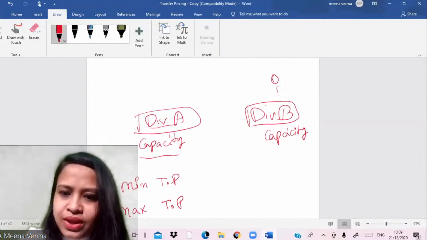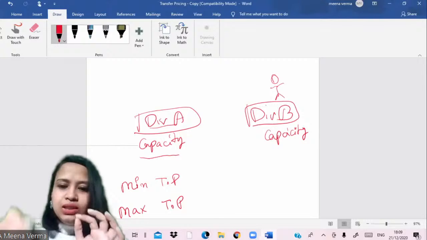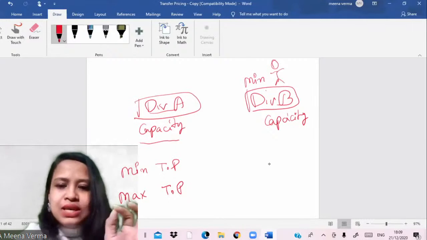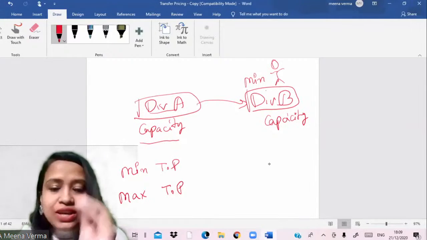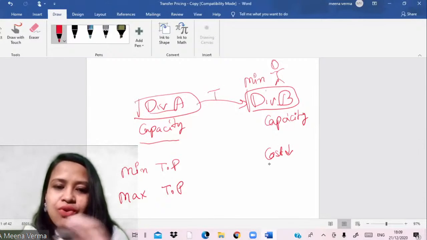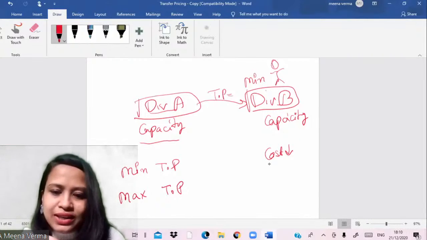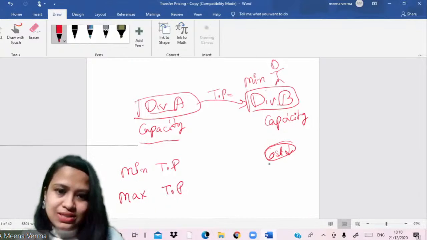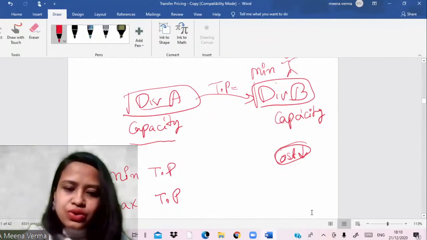The manager of division B always wants to keep the transfer price as the minimum transfer price. Why? Because the price he will pay for the goods he is receiving from A is his cost, and we always try to keep our cost minimum. So he wants to keep the price of those goods minimum, so that he can reduce the cost of the business organization and increase its profitability. This is what he always wants to do.